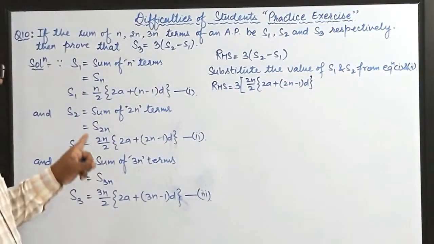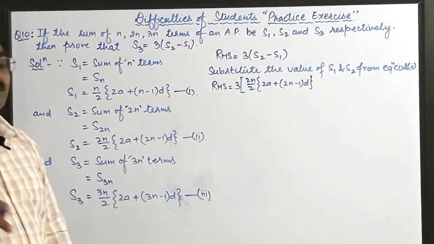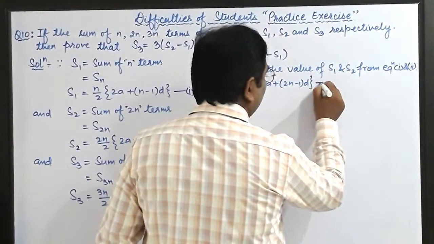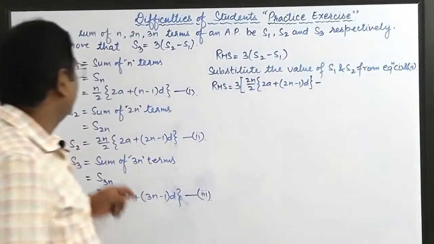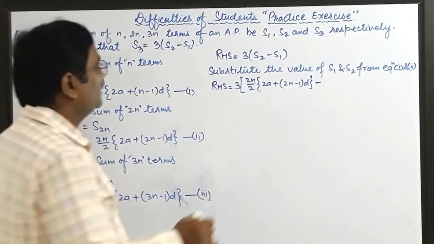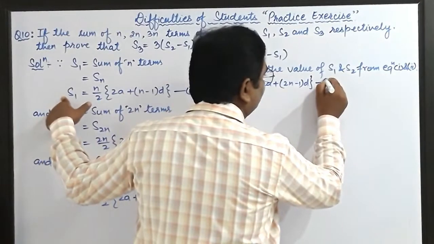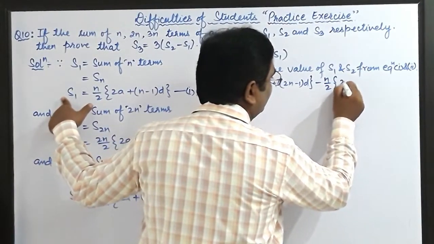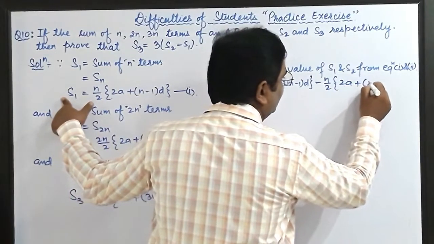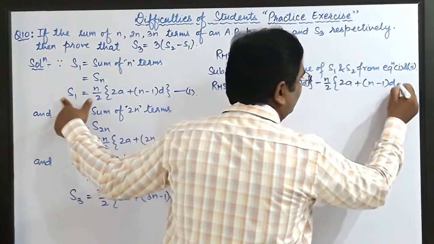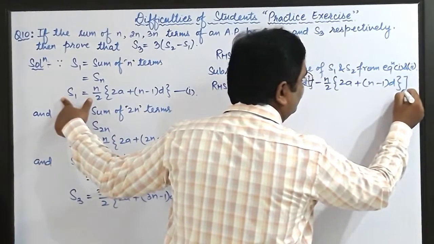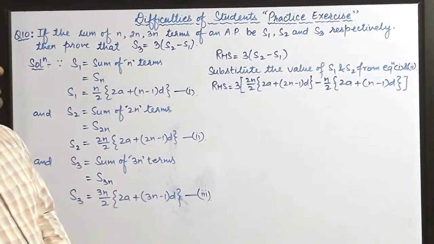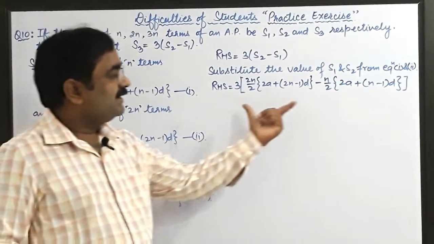It is the value of S2. Now minus, substitute the value of S1, and S1 is n upon 2 into 2a plus n minus 1 into d, right?